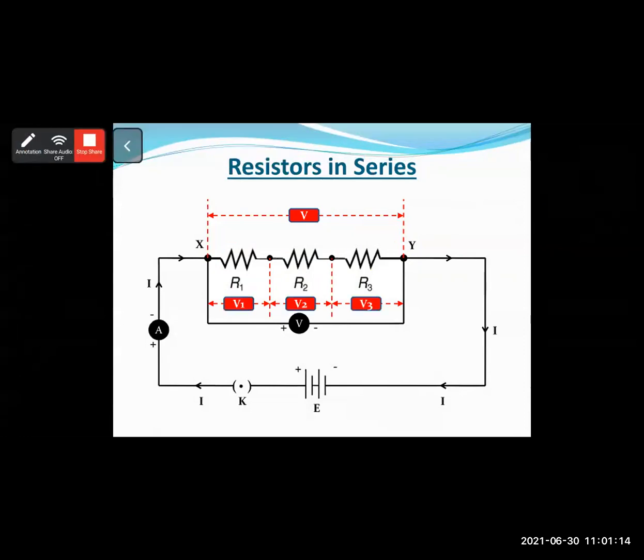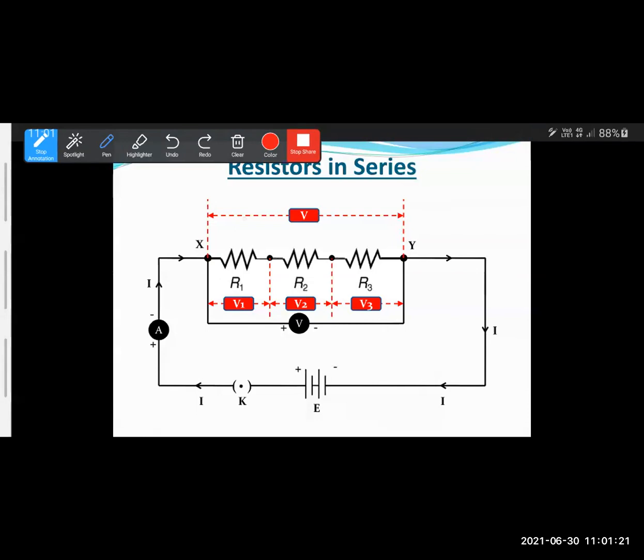Okay, now if you can see here, if we connect the voltmeters, as I had shown you previously, say for example, if I connect a voltmeter across resistor R1, what will it measure? This voltmeter will measure voltage V1, as you can see over here. If I connect one more voltmeter, say over here, it will measure voltage V2. Same way, if I connect the voltmeter in this format here, it will measure the voltage V3.